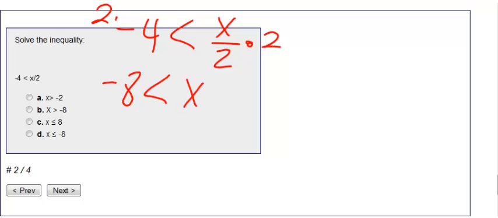Now we like to see the x on the other side, so I'm going to flip the whole entire thing, which means the sign flips too. Therefore, we get an answer of x is greater than negative 8.